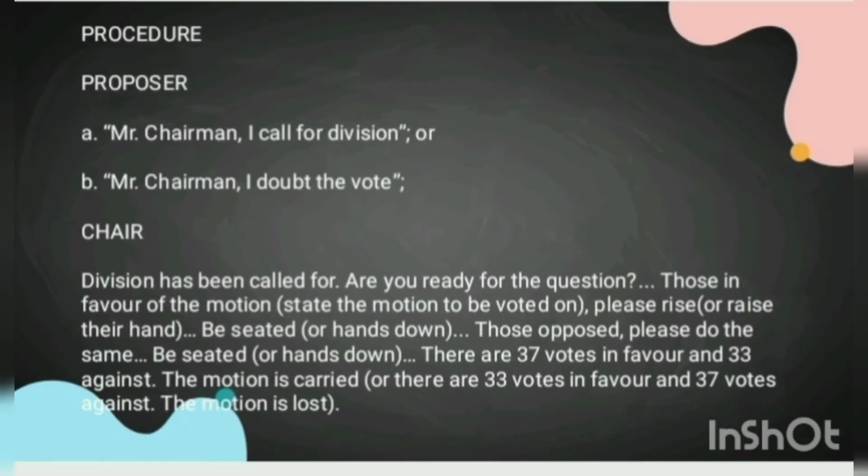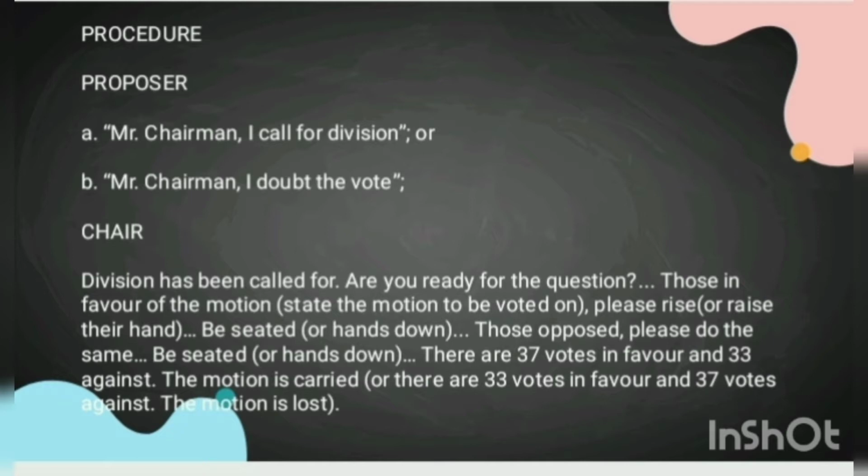So the procedure. Without waiting for recognition, the proposer will say, "Mr. Chairman, I call for division," or "Mr. Chairman, I doubt the vote." After that, without waiting for a second, the chair will say, "Division has been called. Are you ready for the question?" Then he states the question.